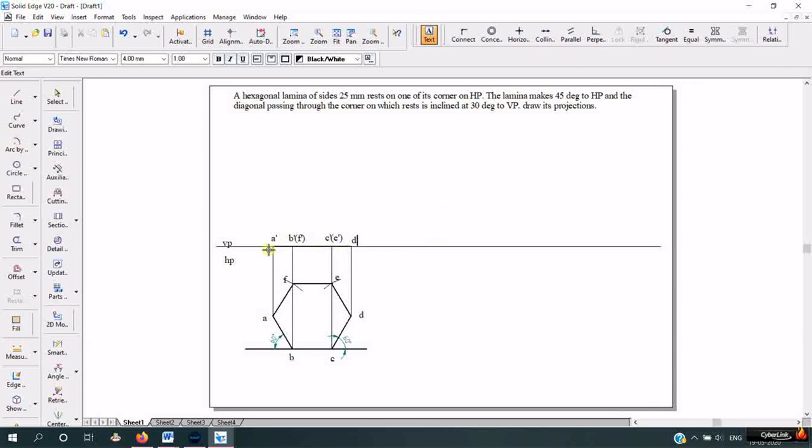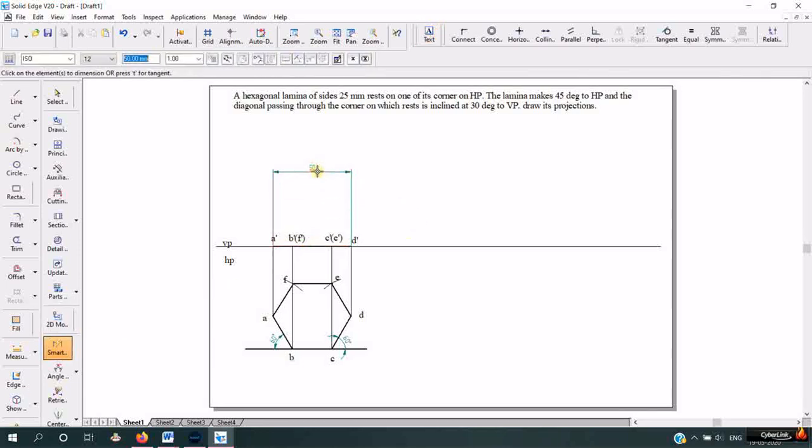If it makes 45 degrees to HP, from the front it looks like an inclined line. It is not a line, it is a hexagon but appearing as a line from the front view. So if you construct this, we can project the inclined line of 45 degrees from the front view. Let us mark the corners and you can show the top view.